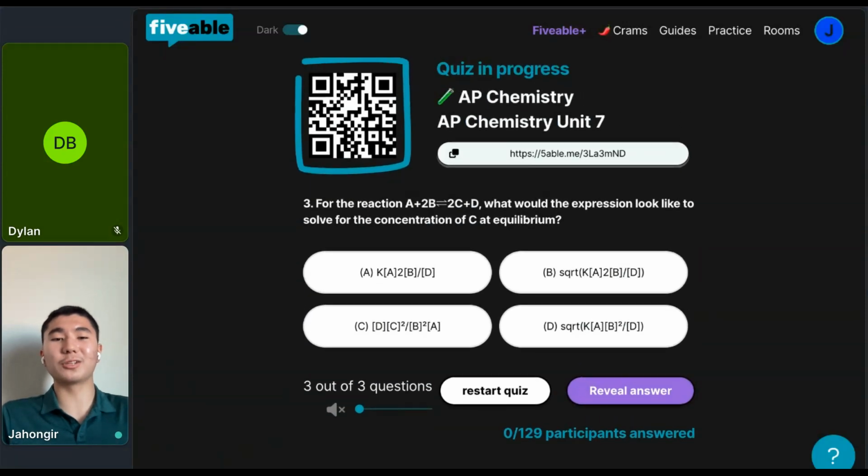All right, so now let's look at question 3, and it says, for the reaction, what would the expression look like to solve for the concentration of C at equilibrium? And obviously, we have to remember our K are equilibrium constants. So try to solve this question as best as you can. You got a minute.